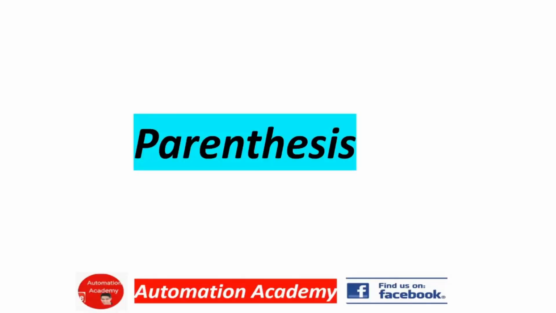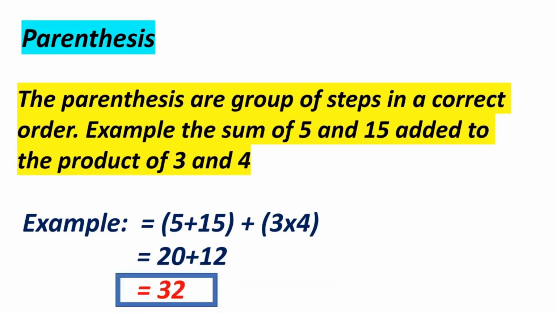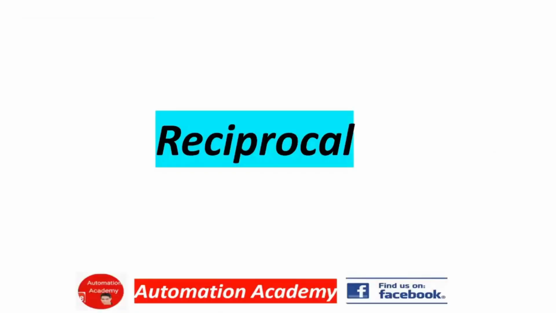Our next topic is parentheses. Parentheses are a group of steps in a correct order. Example, the sum of 5 and 15 added to the product of 3 and 4. Example here, open and close parentheses, 5 plus 15, plus open and close parentheses, 3 times 4. 5 plus 15 equals 20, plus 3 times 4 equals 12. The answer is 32.